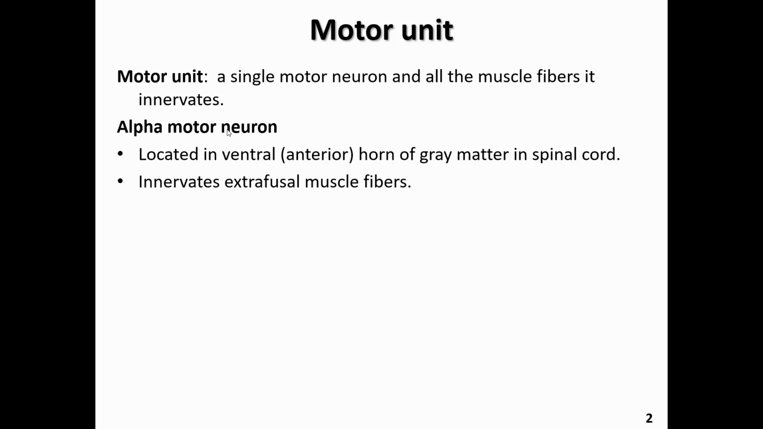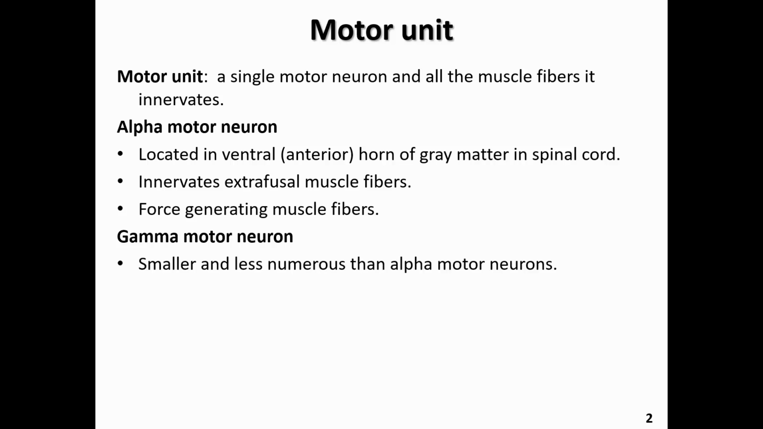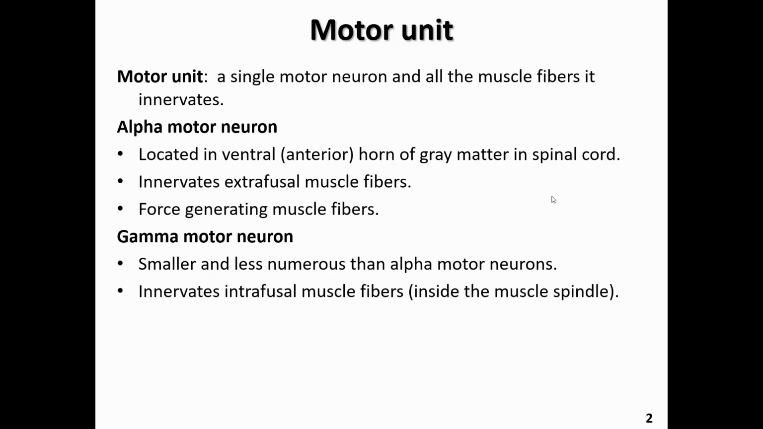It's this motor neuron that innervates what are called extrafusal muscle fibers, and these are the muscle fibers that are responsible for generating muscle force. A second motor neuron located in the spinal cord that has very similar properties as the alpha motor neuron is something called the gamma motor neuron. But the gamma motor neuron is physically smaller than alpha motor neurons with respect to the cell body, and there are far fewer gamma motor neurons than there are alpha motor neurons.